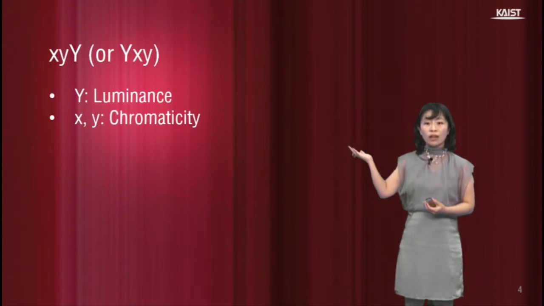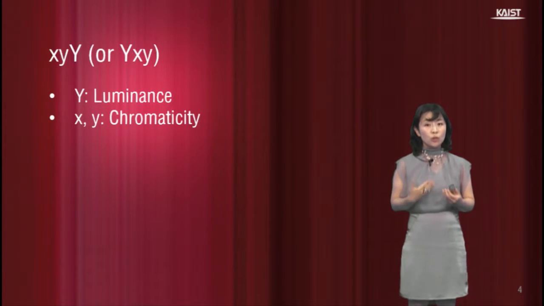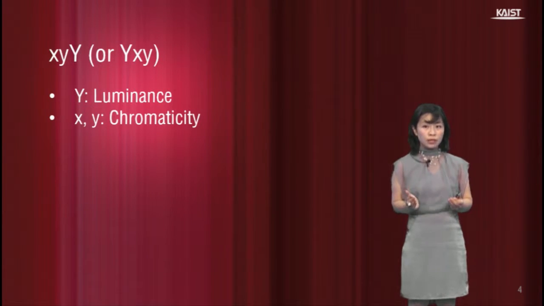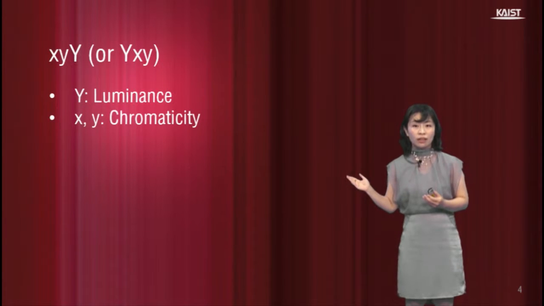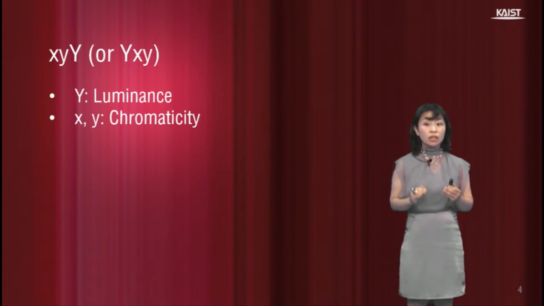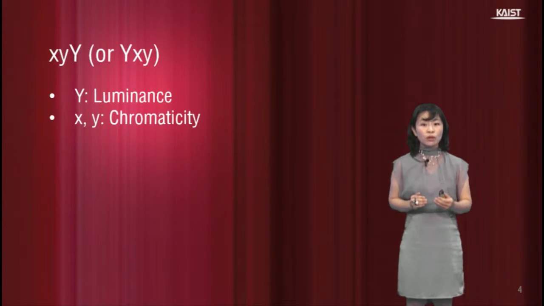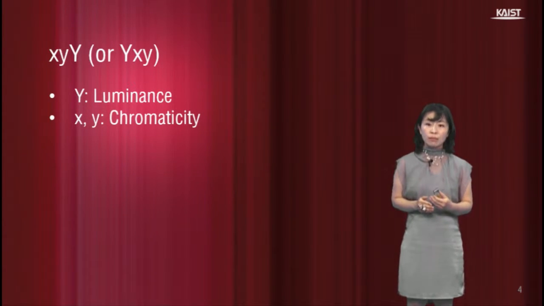The large Y here indicates the luminance. So the large Y refers to how bright a color is. For example, how bright a bulb is or how bright a piece of paper is. Then the small x and small y, these should be written in lower case. They indicate an xy coordination of a color in a two-dimensional space. The coordinates contain the chromaticity information.